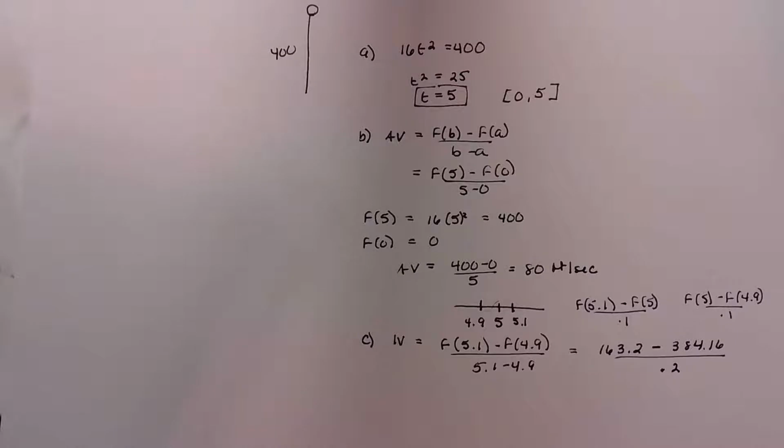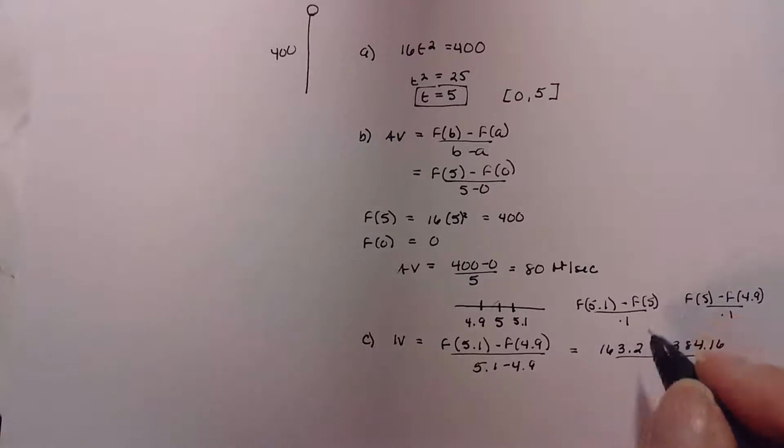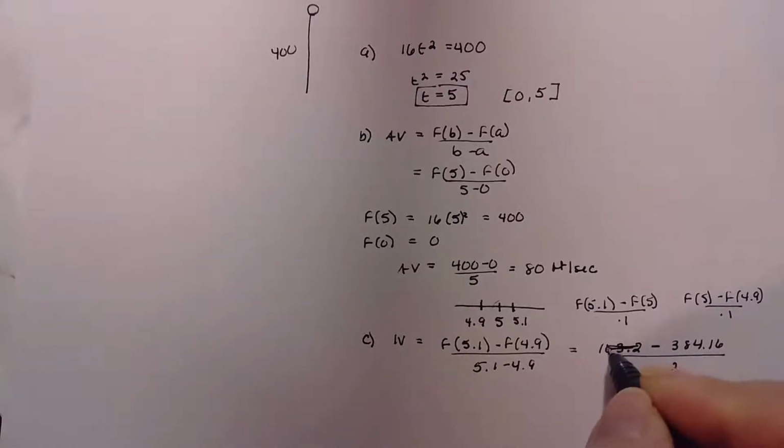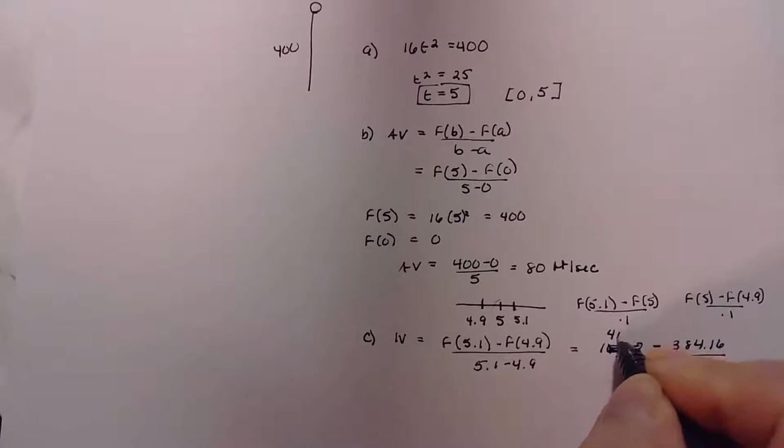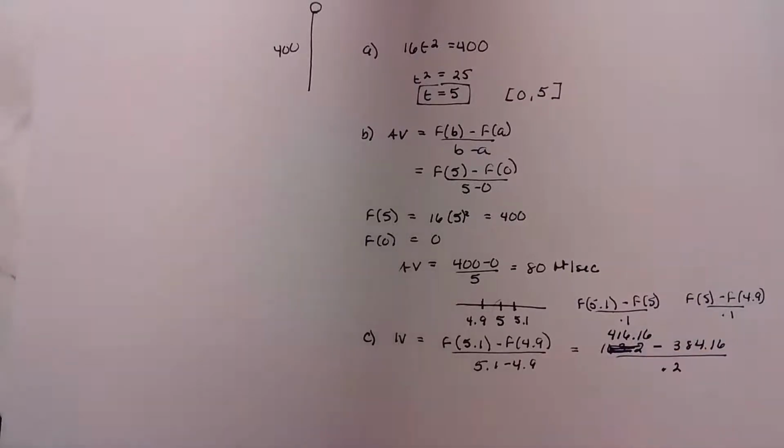hang on a second. I always make an error when I use my calculator. Let me just double check these numbers here. So 16 times 5.1 quantity squared is definitely, oh, it's not 163. I must have not hit a button right. It's 416.16. And let me just double check the other one to make sure. Because like I said, I don't like this calculator because sometimes you press a button, but you don't press it enough. So this one's correct.